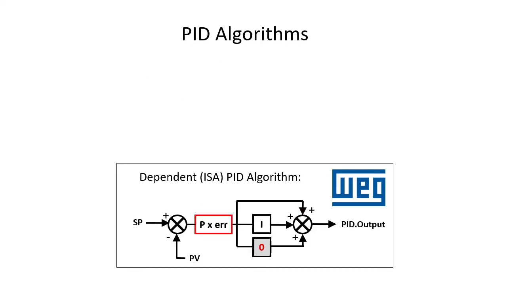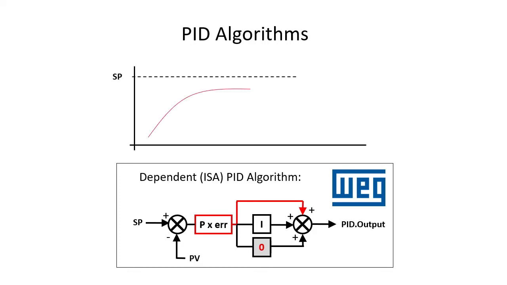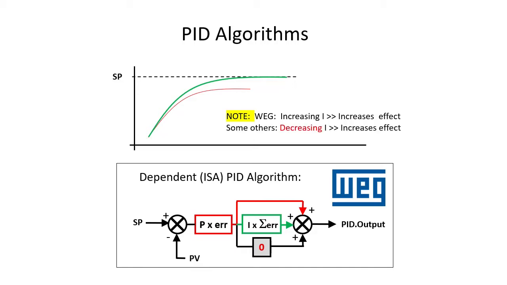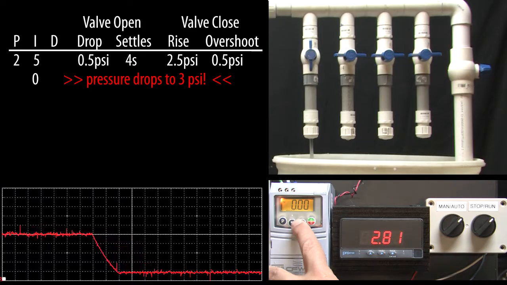P just multiplies the error by a gain and uses that to increase or decrease the output. As we just saw, the problem is once the error gets too small, the P term doesn't have any effect. The I term sums all of those little errors that are too small for P, and when that sum gets large enough, it pushes the process to the ultimate target. In the WEG PID implementation, increasing the I coefficient increases the effect I has. In some systems, decreasing the I term increases the effect. So it's important to know which kind of system you have. Let's see how that works.